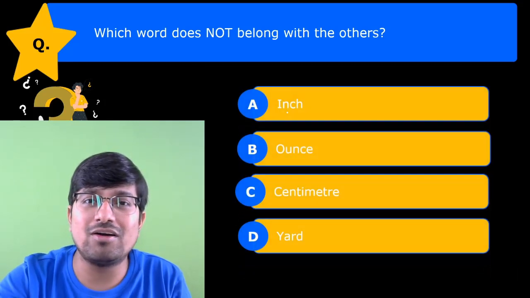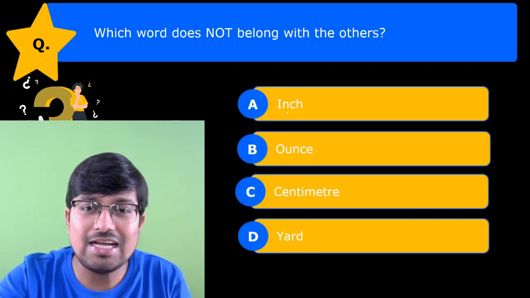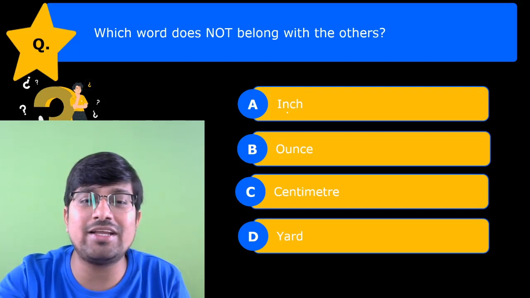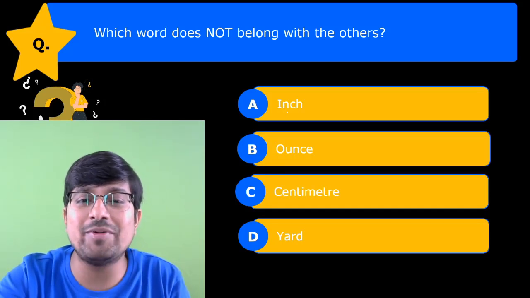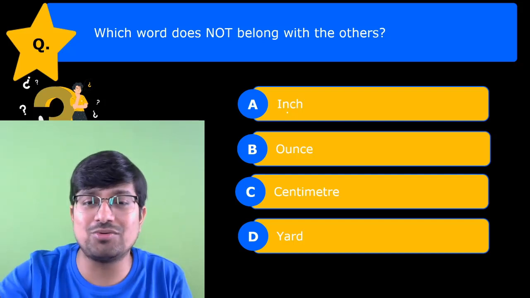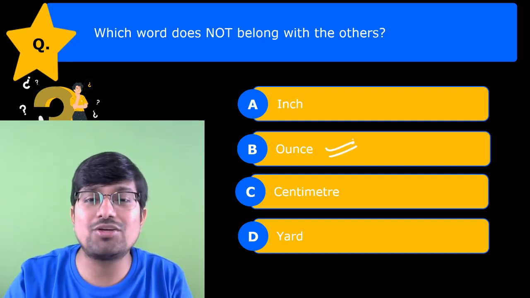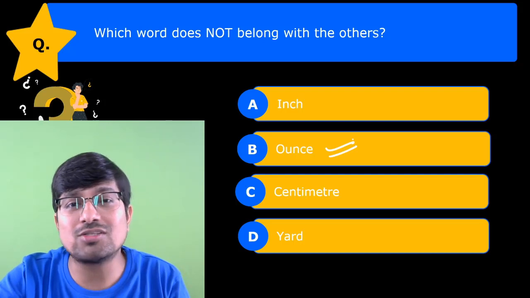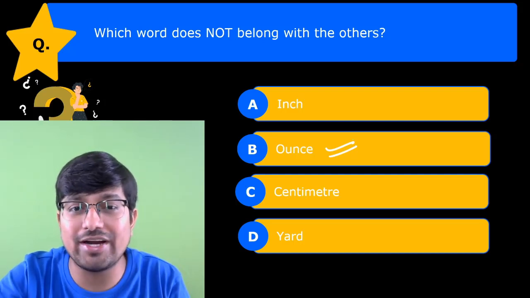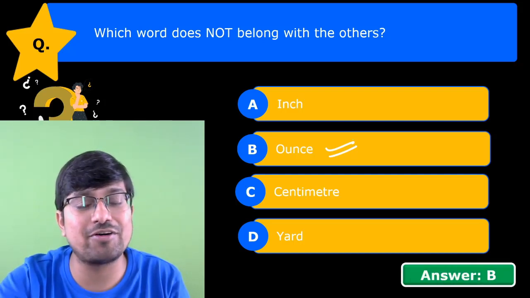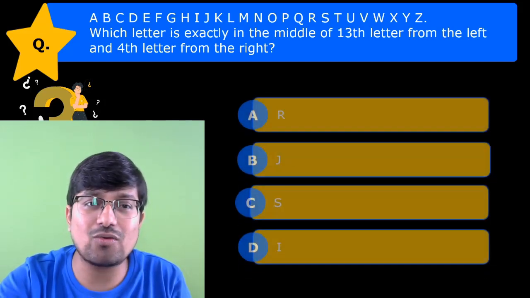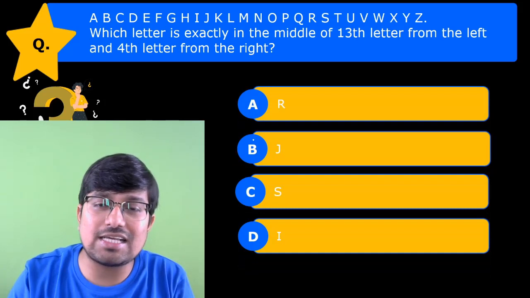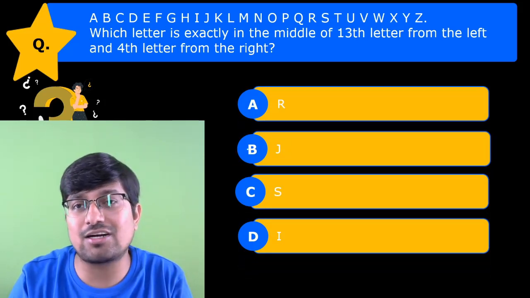Which does not belong to the group? Inch, centimeter and yard are used for length measurement. Inch, centimeter and yard are used for length measurement. Ounce is a unit of weight. Ounce is the unit of measurement of weight and hence is slightly different from the others. Clear everybody? Next. Now the question is, which letter is exactly in the middle of the 13th letter from the left?